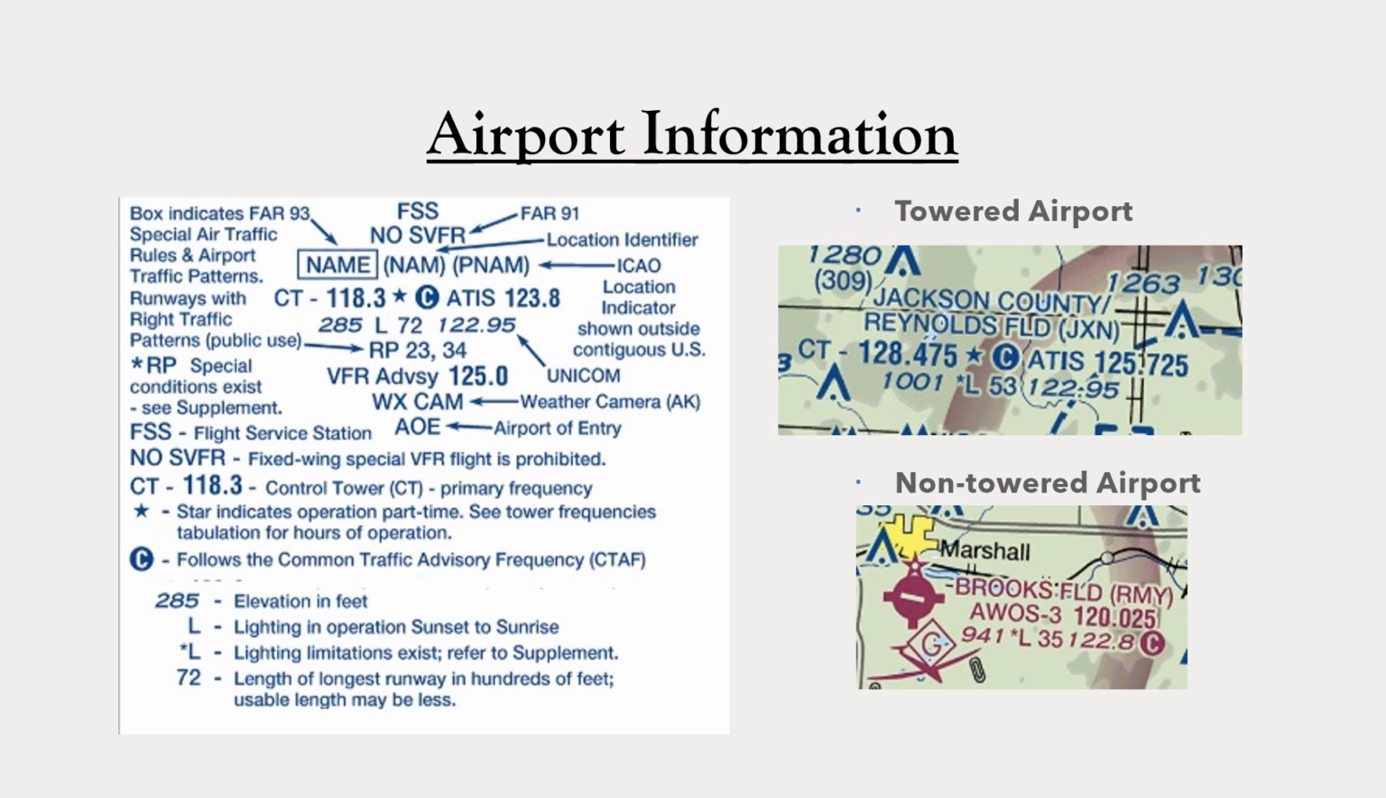We are in gliders much more likely to use uncontrolled or non-towered airports. The information is a little simpler for those. This is the information for Brooksfield and Marshall. This tells us there is an AWOS frequency, that is automated weather reporting information, which is like the ATIS. It's useful information even if you're just flying in the region and aren't going to use the airport. Same kind of information about airport elevation and runway lengths.